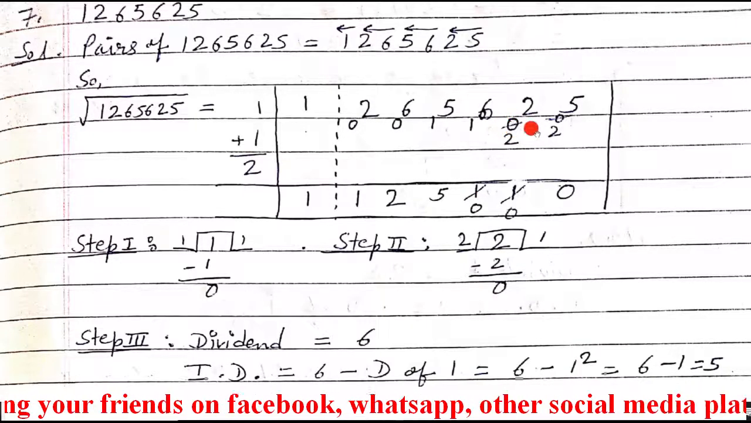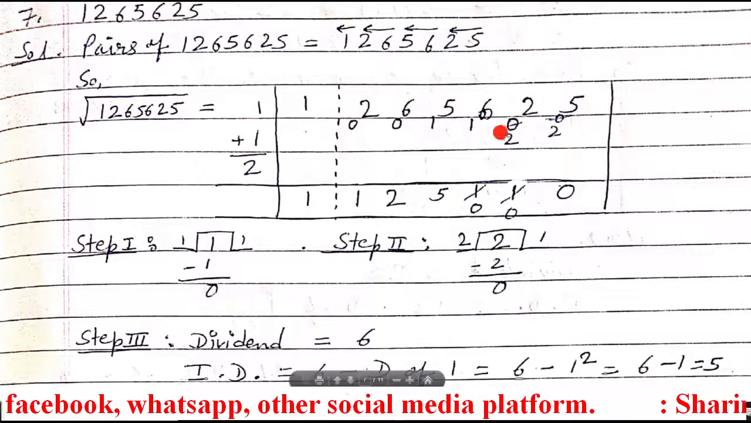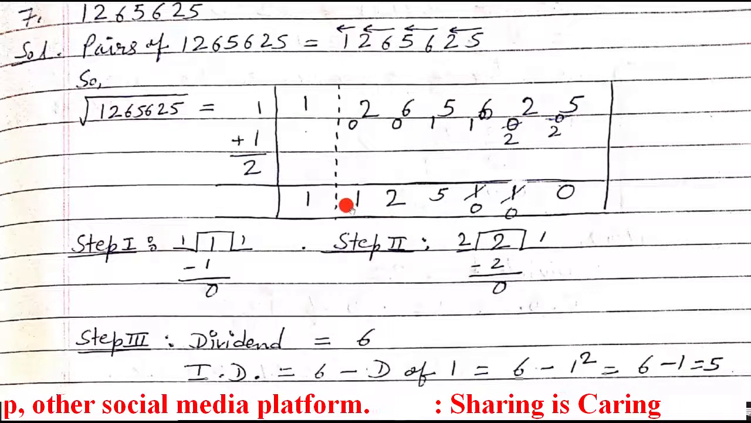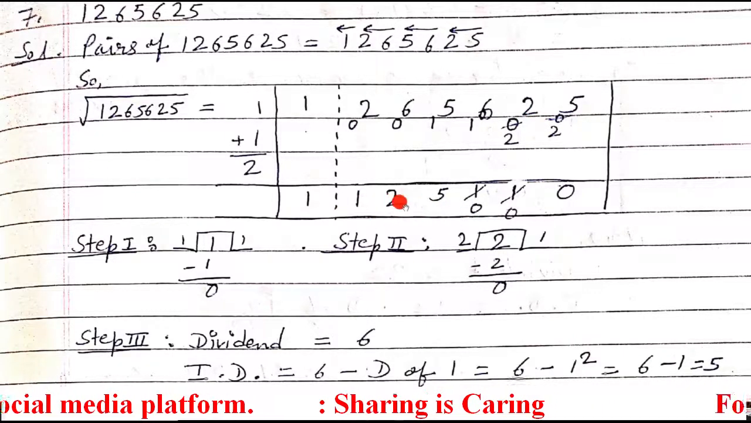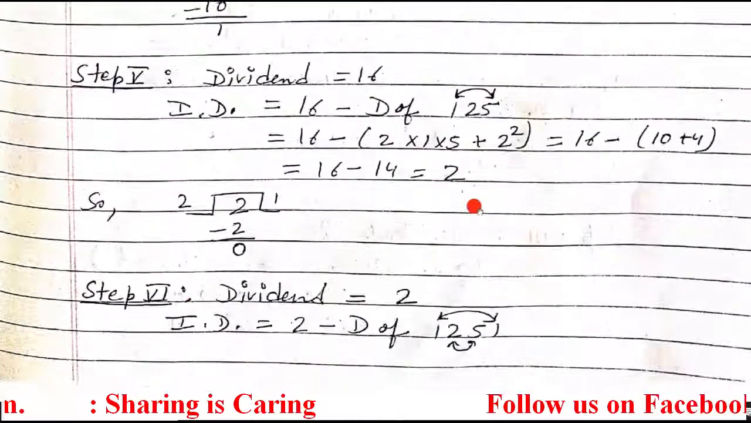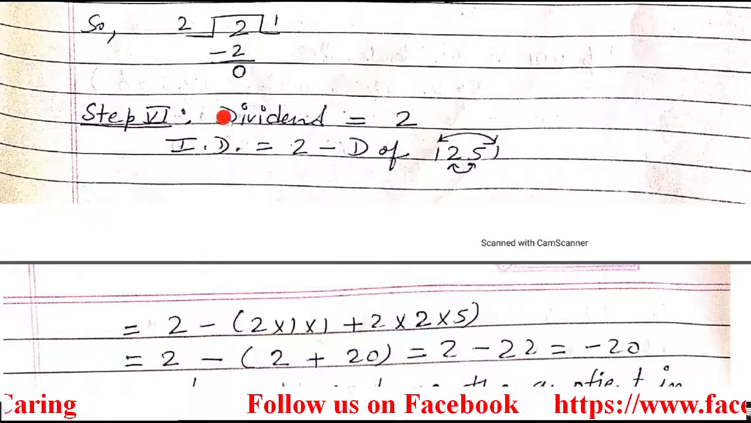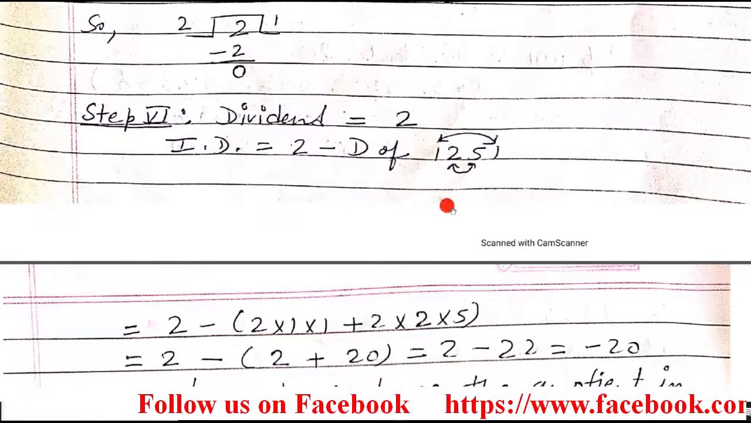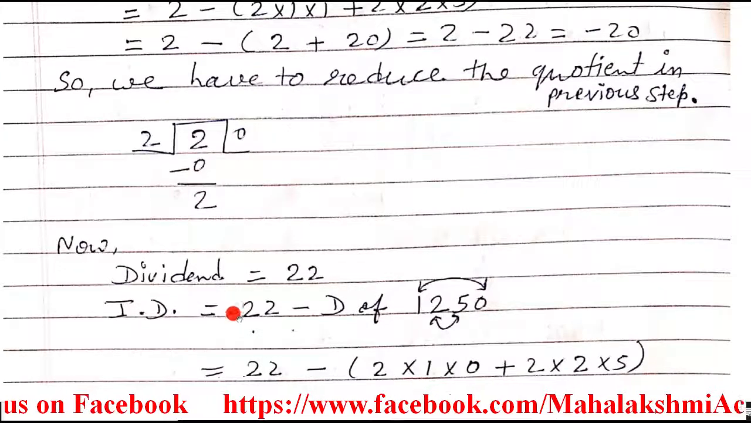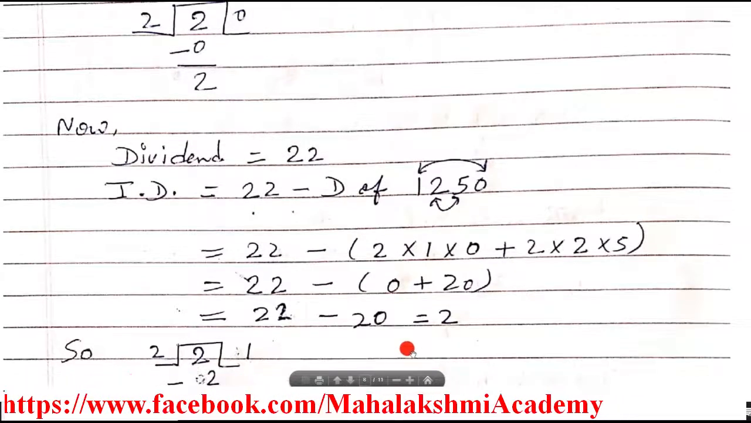Now what is the dividend here? 22. So after writing 22, 22 is your dividend. Now to get the improved dividend, again we have to find D of 1 2 5 0. In this fourth step, first we find the dividend and the improved dividend, which got negative, then we reduced, and now again just find the dividend and improved dividend. If it gets positive, it's okay, otherwise we have to reduce again.